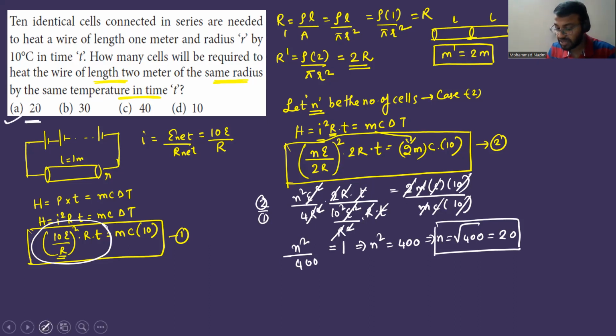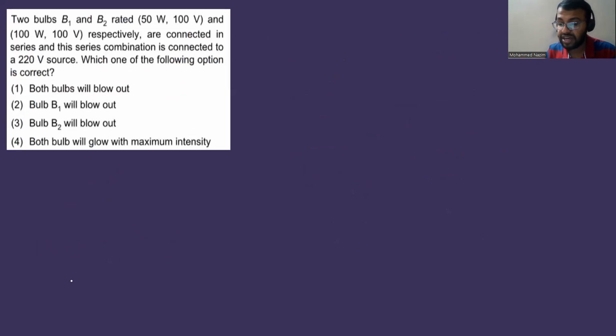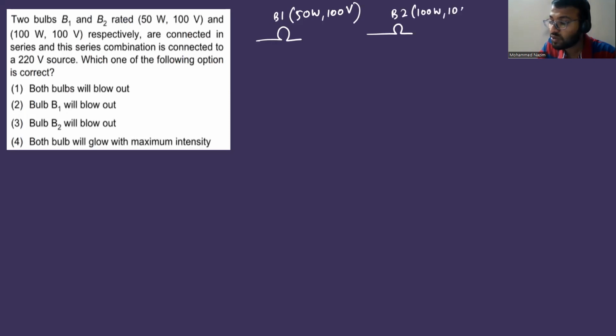First option. Next question. We have two bulbs B1 and B2 rated 50 watt and 100 volt. What are the specifications of the bulb given? Bulb 1 is 50 watt and 100 volt. And bulb 2 is given as 100 watt and 100 volt. So what are these called? These are called specifications.